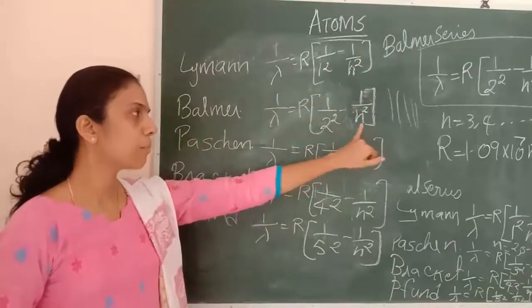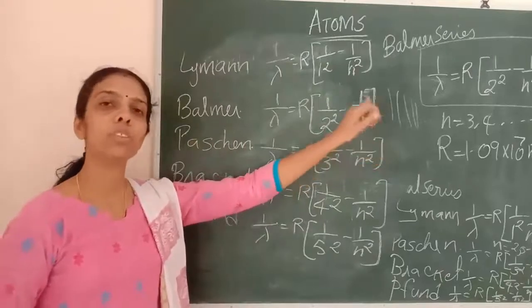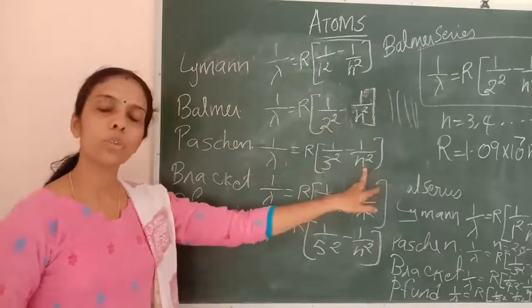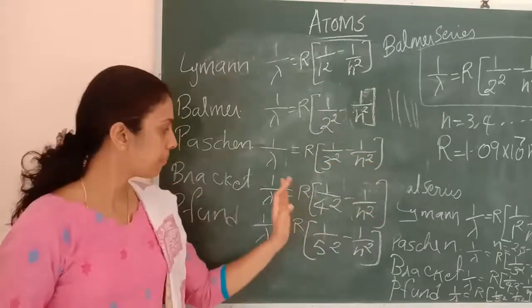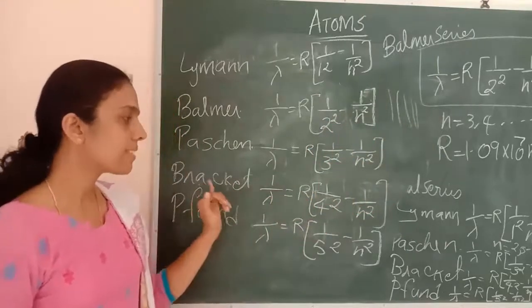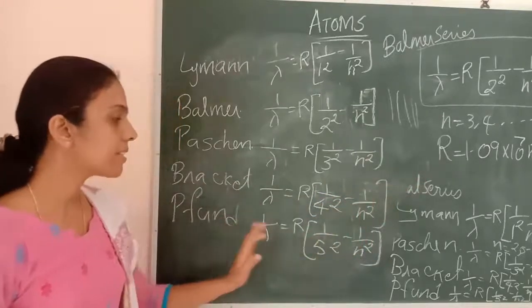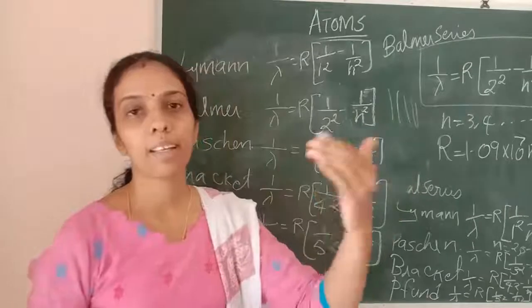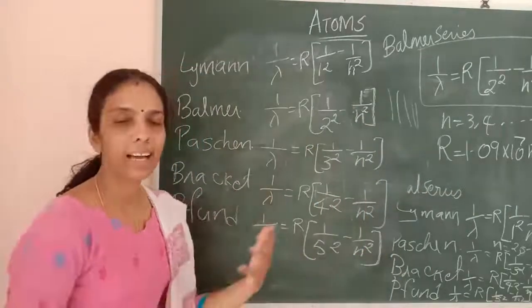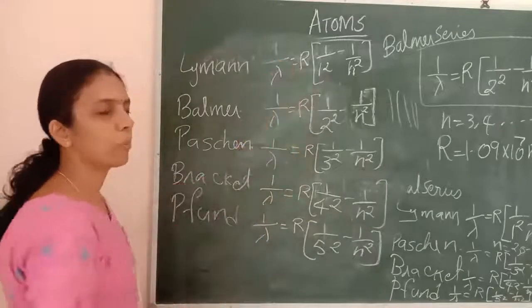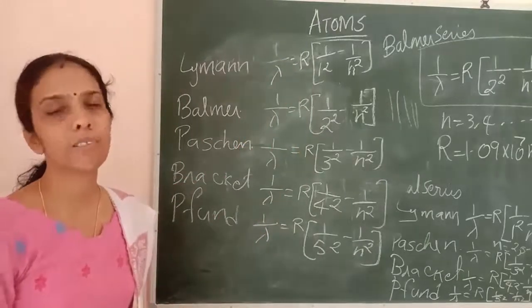In the Balmer series, n is equal to 3, 4, 5, 6, etc. In the Paschen series, n is equal to 4, 5, 6, etc. In the Brackett series, n is equal to 5, 6, 7, etc. And in the Pfund series, n is equal to 6, 7, 8, etc. Okay, these are the empirical formulas for finding the series of spectral lines.